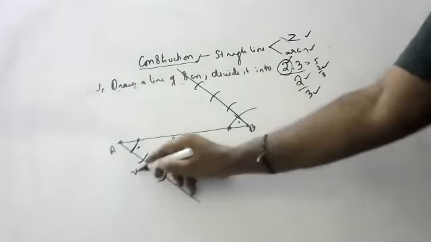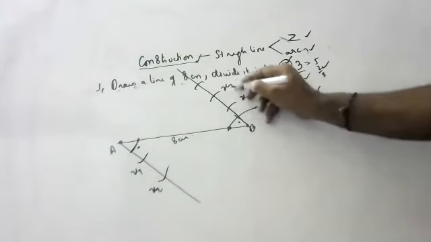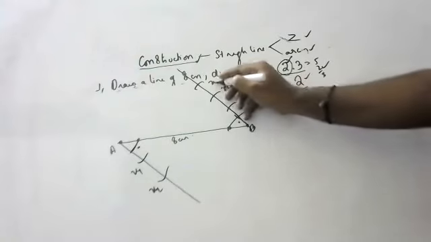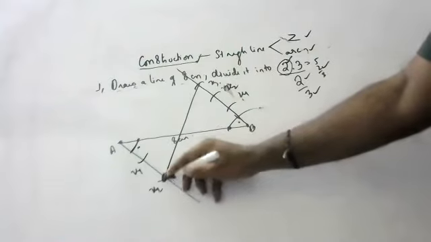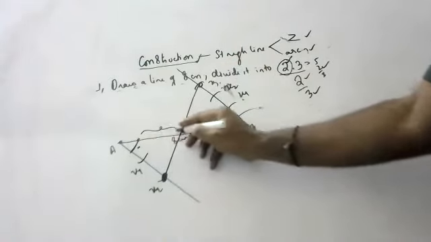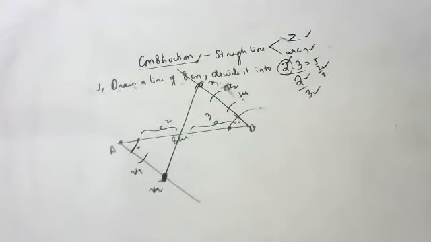And here x1, x2. Here x1, x2, x3. Join second and third line. Join here second point and join here third point. See children, this is two parts and this is three parts. That's it, over. This is Z model.